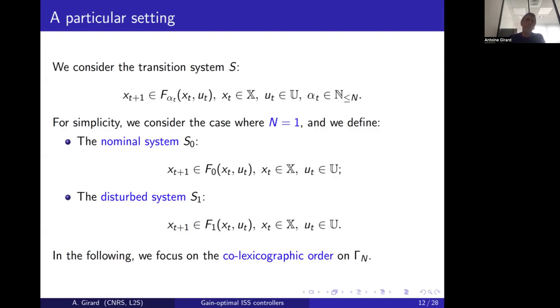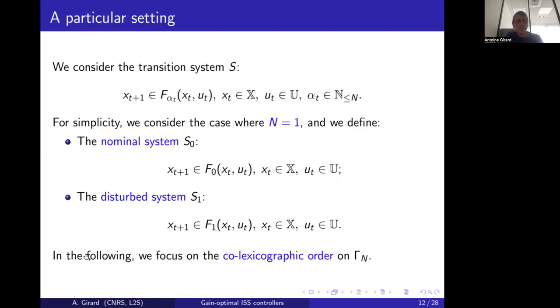And to make the presentation simpler, I will consider a particular case, a particular setting. So I have a system, and right now I'm just going to consider the case where we have two levels of disturbances. So we have the nominal system, which is for alpha equals 0, and we have the disturbed system for alpha equals 1, right? And we have F0, which is included in F1.